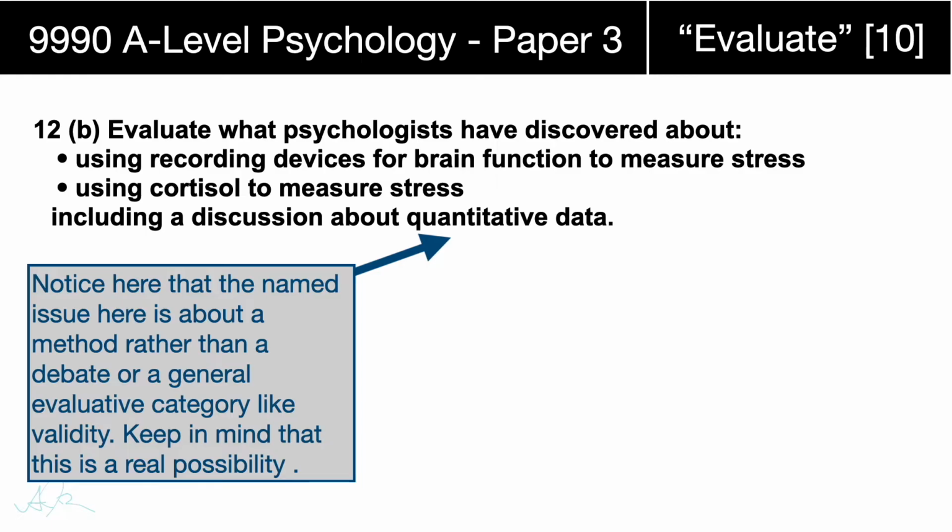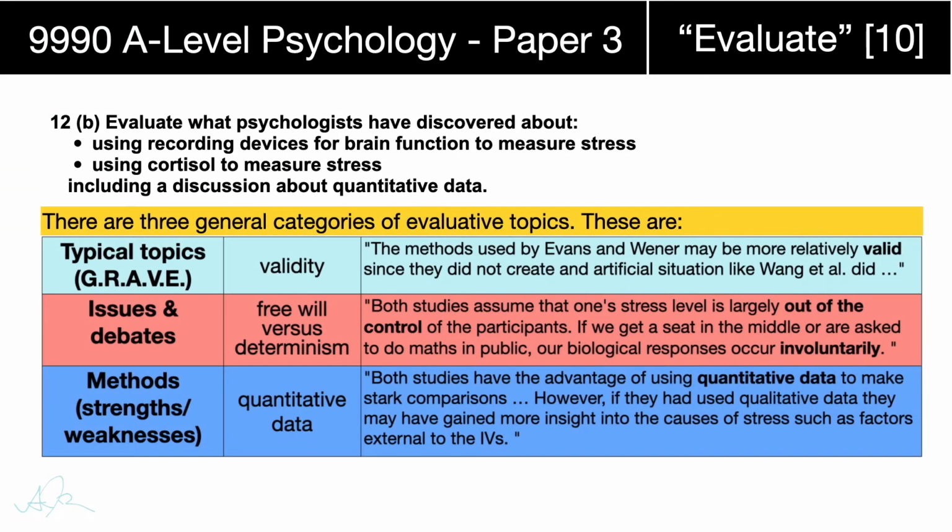So there are three broad categories that I could outline here. There's the typical topics that we talked about mostly in AS year when we talked about strengths and weaknesses, GRAVE. And those are still good. But this year, there's much more focused on issues and debates. Things like free will versus determinism, holism versus reductionism, etc. And the last category is methods. So in this example, quantitative data, which has both limitations and benefits.